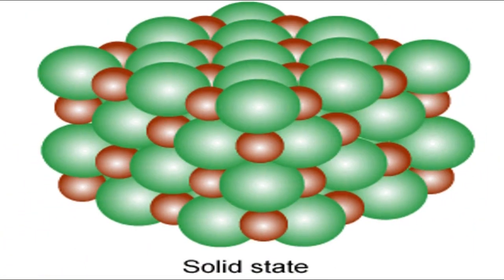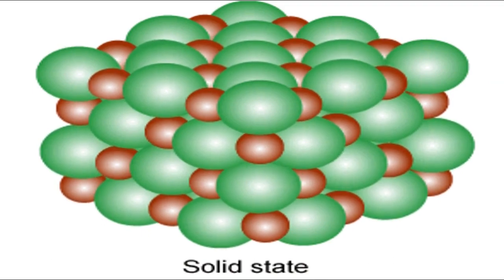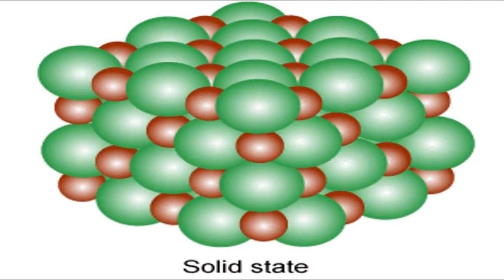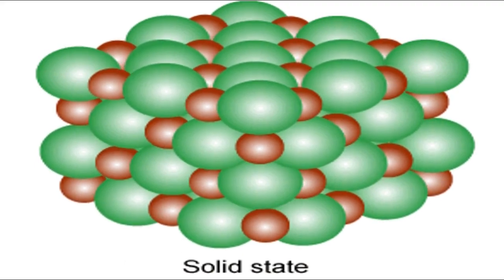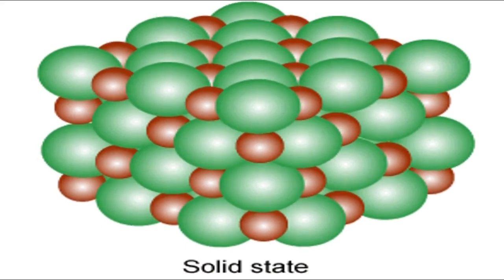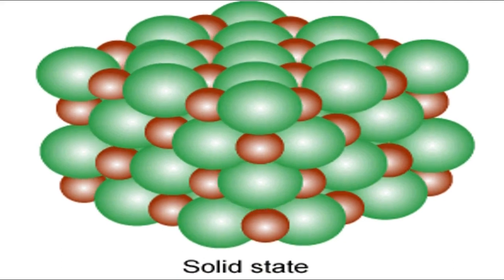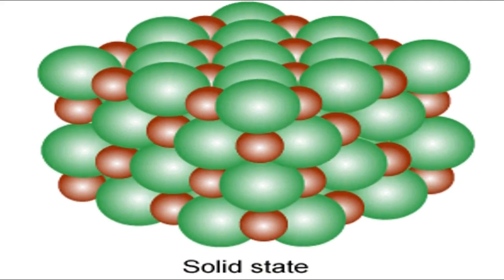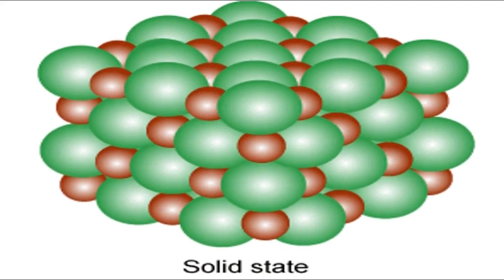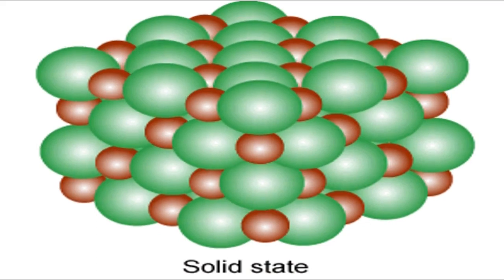Look at this illustration. In a solid, the particles are closely packed. The particles are arranged in a fixed regular pattern. The particles cannot move freely. They can only vibrate in a fixed position. This explains why a solid has a fixed shape and a fixed volume, and solids cannot be compressed.